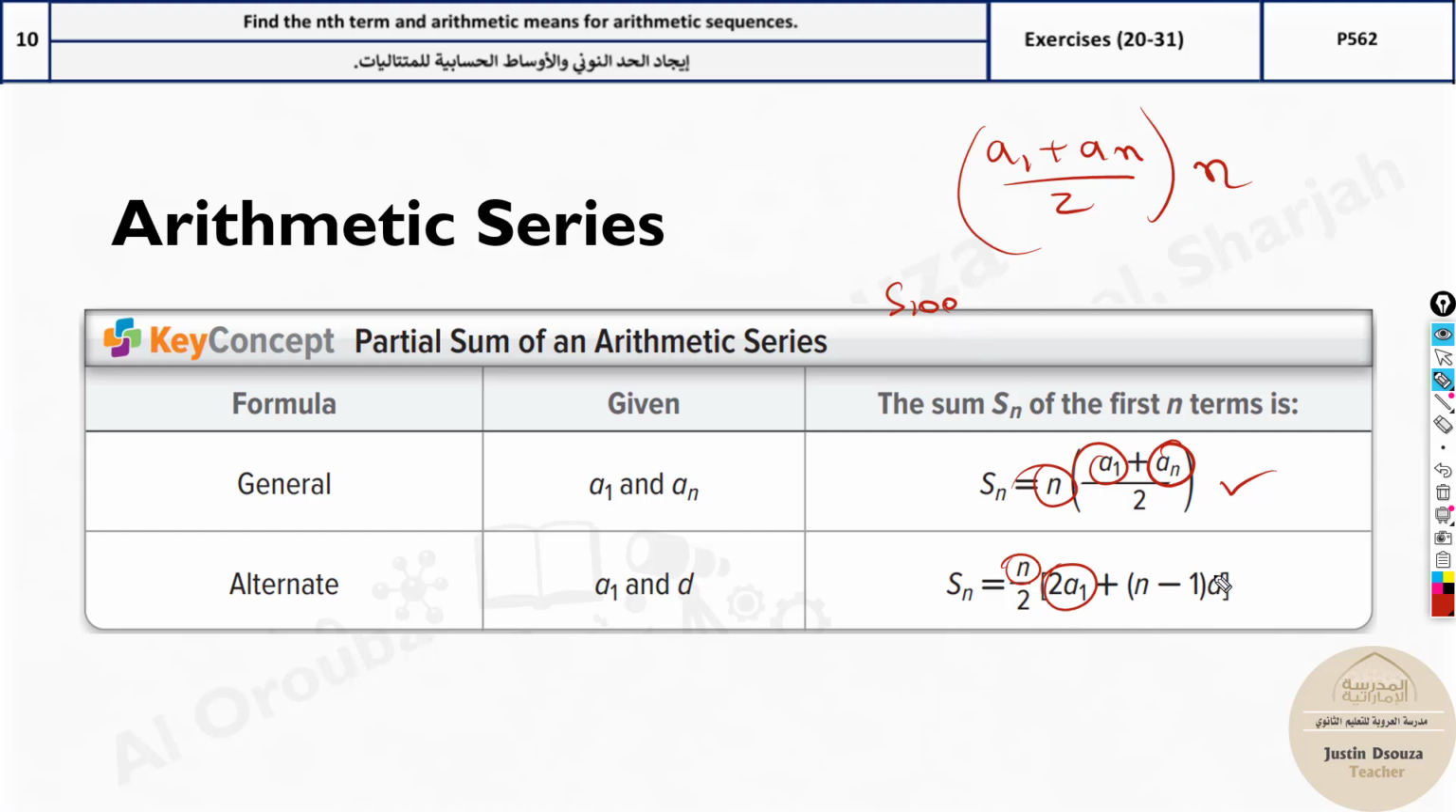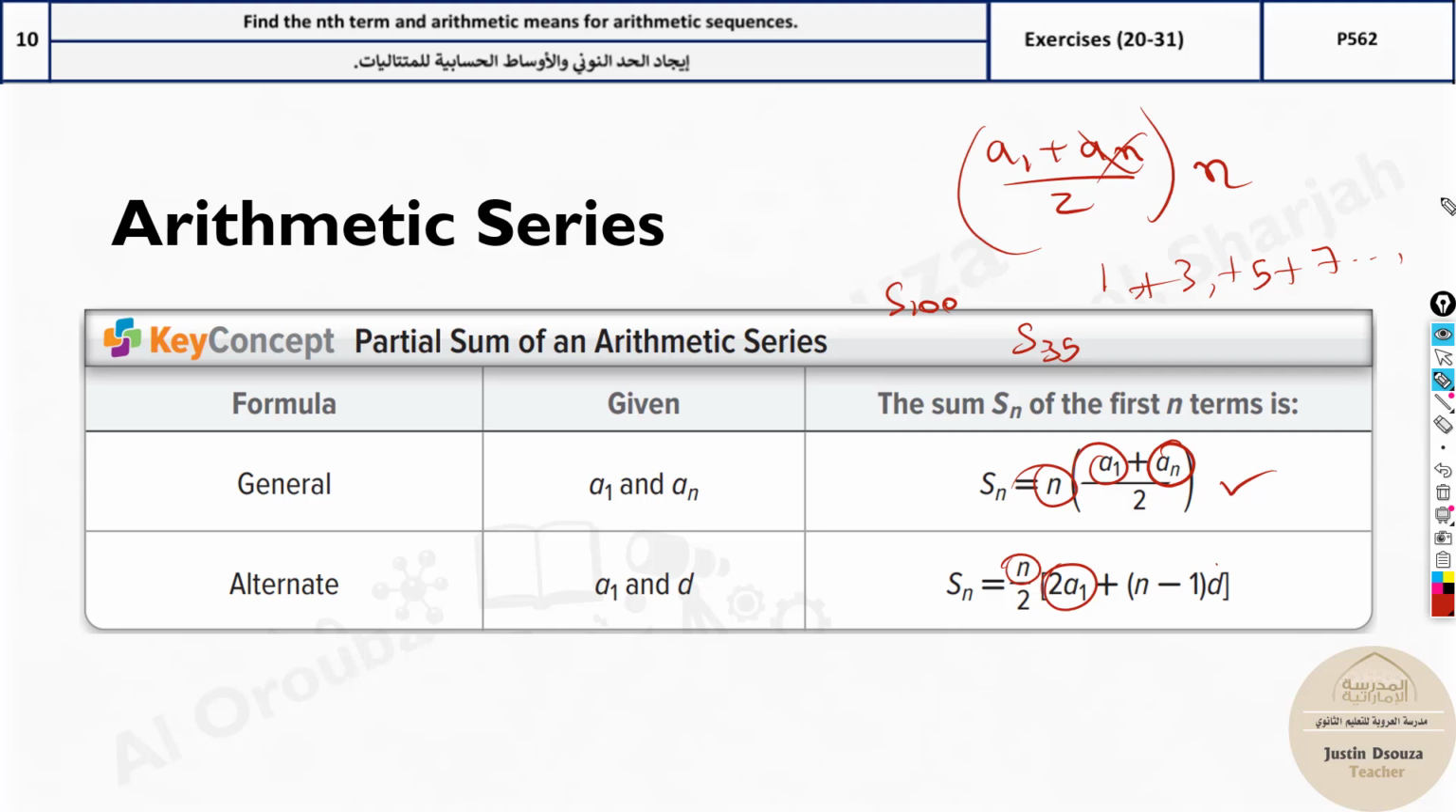But for the second formula, it depends. See, there is no last term. You don't know the last term. You have a series like 1, 3, 5, 7, dot, dot, dot. It goes on indefinitely, and you need to find the sum of 35 terms.